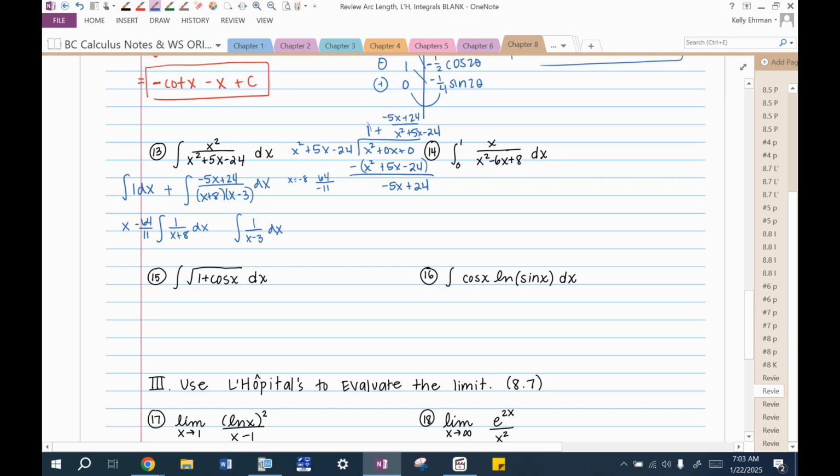Weird. And then when I plug in x equals 3, I'm getting negative 15 plus 24. So that's 9. And then over 3 plus 8 is 11. Plus 9/11ths. It doesn't matter how ugly those fractions are. It's still easy to integrate. So x minus 64 over 11 ln of x plus 8 in absolute value plus 9/11ths ln of x minus 3 in absolute value plus c.